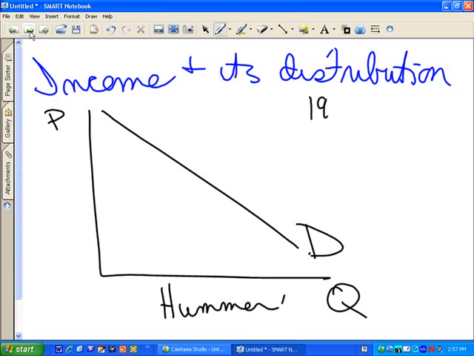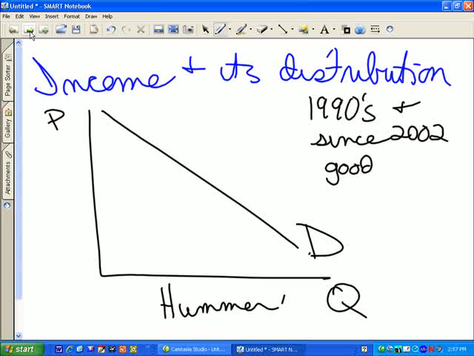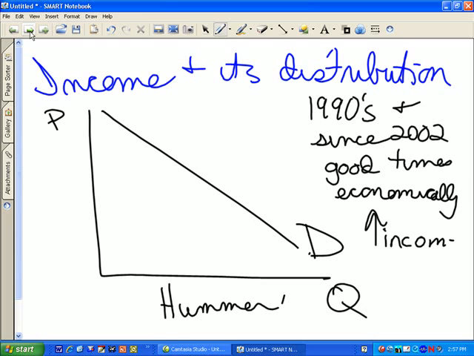During the 1990s, and since 2002, we've been having good times economically. And good times economically mean that people are earning more money. More people have a job, more people are getting pay raises, more people are transferring to other jobs that pay more than their previous. Things are good. So as people have more income, guess what they do? They increase their demand for stuff like Hummers. So an increase in demand can come about by an increase in income.